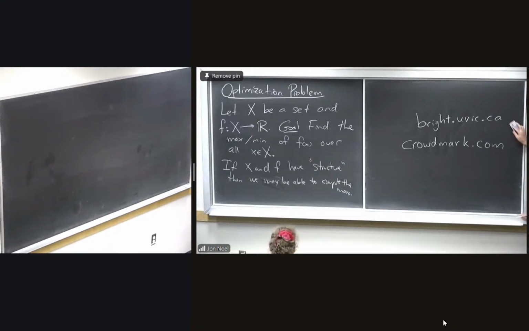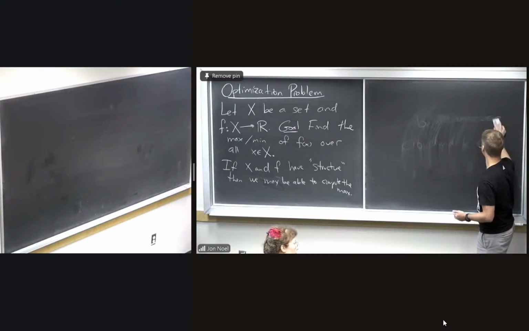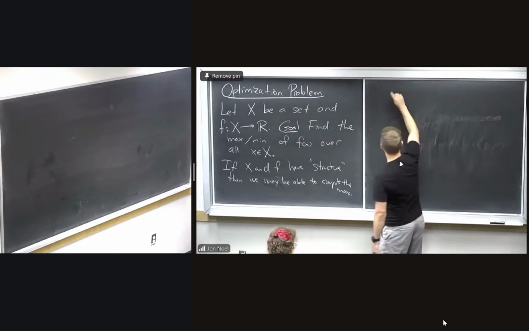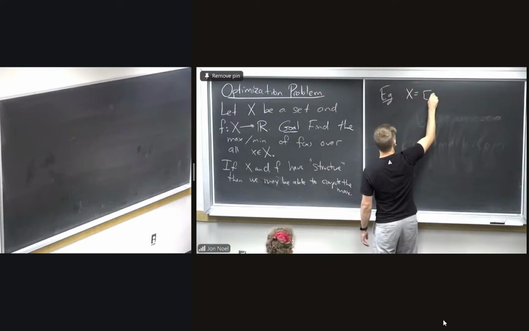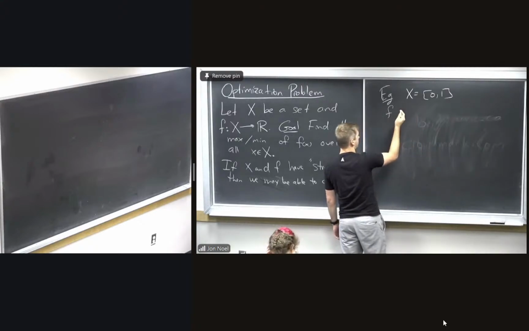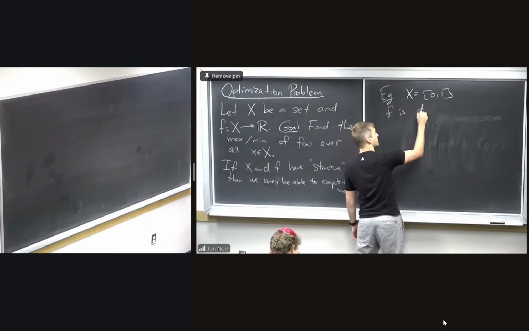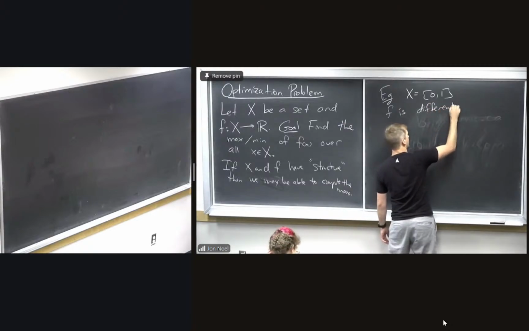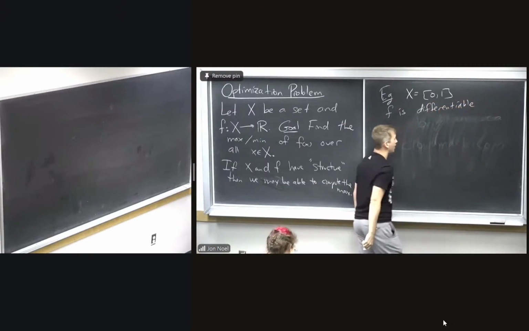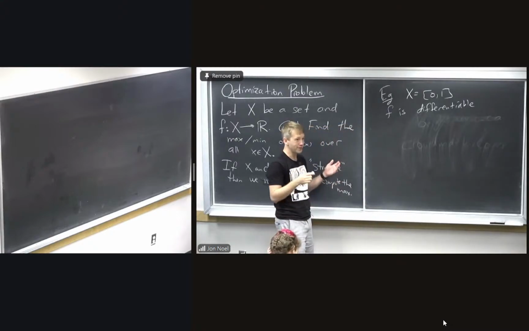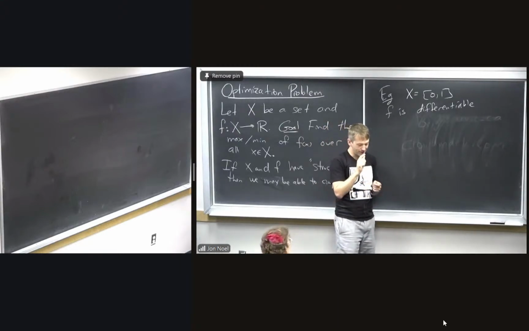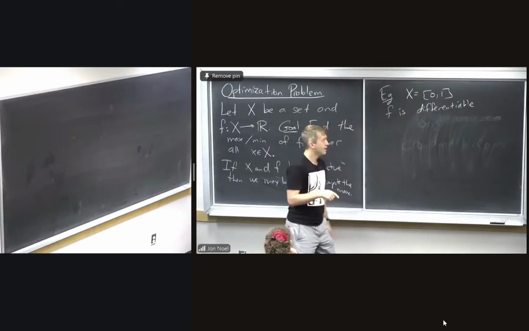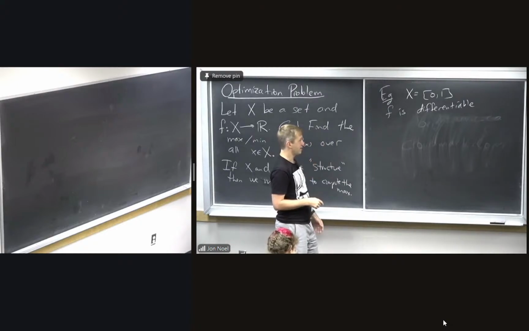Going all the way back to your days of calculus, an example could be: what if X is just a closed interval [0, 1], and f is differentiable, maybe even twice differentiable? f is a really nice function. Well, you take the derivative, find the critical points, and then you find the maximum. So that's an example of when you can solve these types of problems.